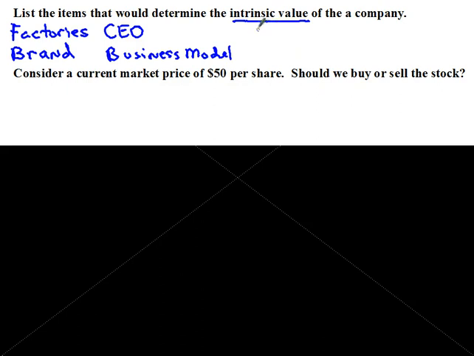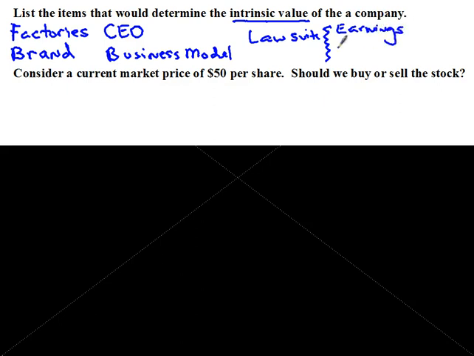We might ask, are there any lawsuits currently against the company? Is the company being sued for some reason? So all kinds of things like this we would take into account to try to figure out what we think is going to happen. Keep in mind what all these are about. All these are about trying to figure out what will be the company's earnings and what will be the company's dividends.